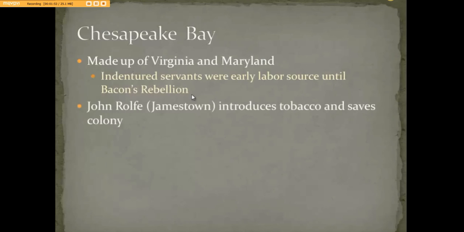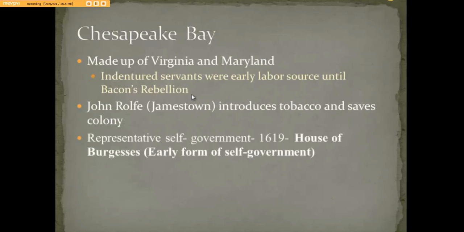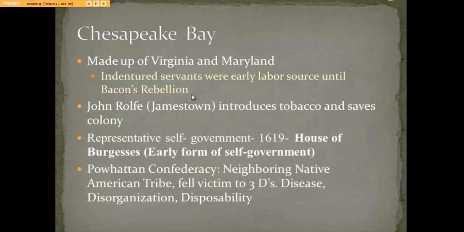And John Rolfe, he is associated with Jamestown. He introduces tobacco, and he saves the colony. Instantly, Jamestown becomes very profitable once tobacco comes into play. The type of government, they had an early form of representative government called the House of Burgesses. This was established in 1619, and white landowning males were able to vote.